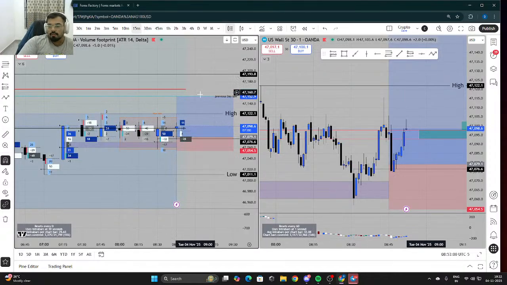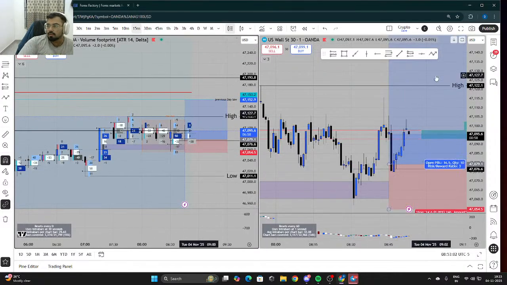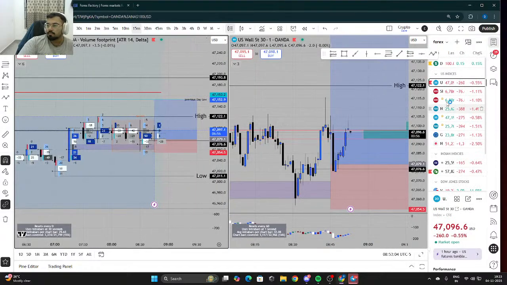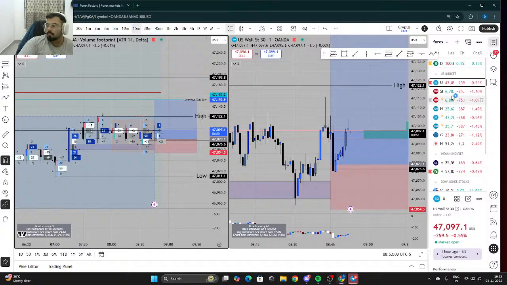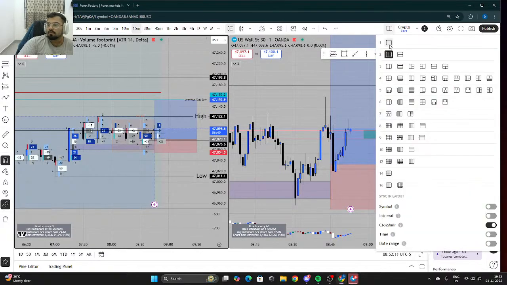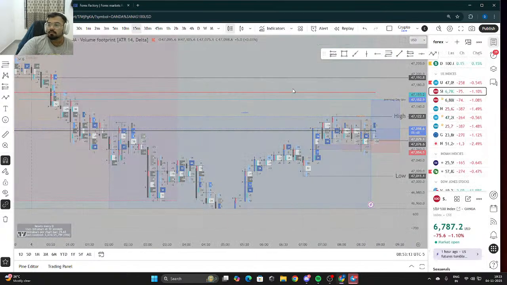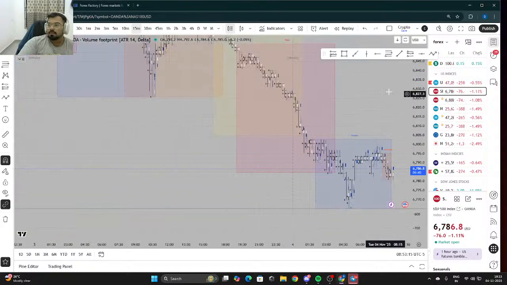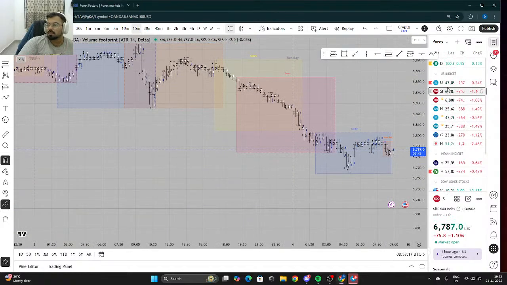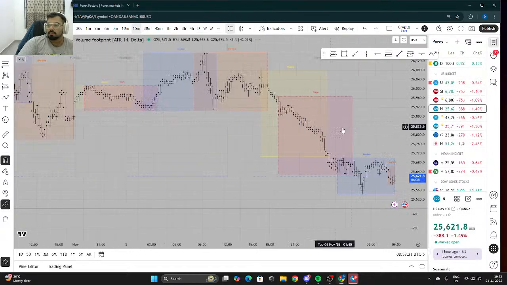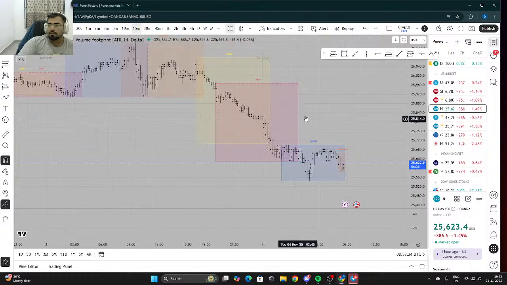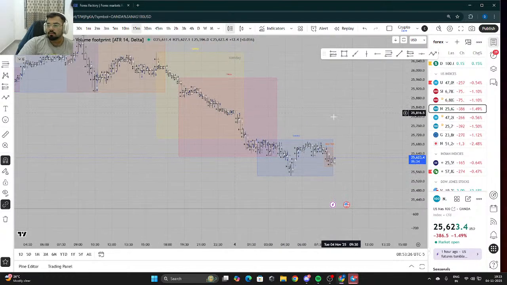Wow, we still have a lot of time to look in. Then let's check some other pairs. What is the S&P doing? These three pairs, US 30, S&P 500, and Nasdaq, have quite similar price action. They follow each other very closely.